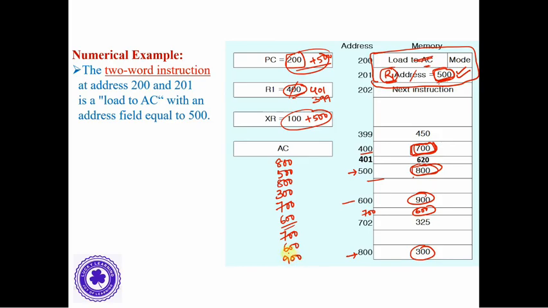900. Similarly, in base register addressing mode, assuming I have a base register value of 400, and the address part contains 500, this 400 is added with 500. Now it is 900. It will go to that 900th location in the memory. In the 900th location, we have 666, which is going to be copied into the accumulator.